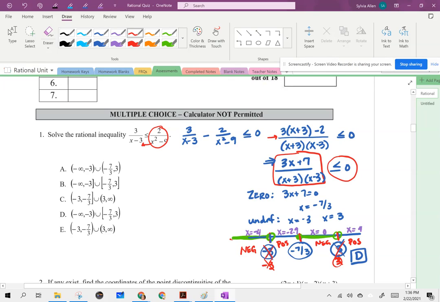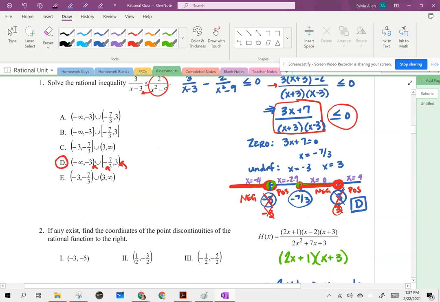So it looks like we are negative from -infinity all the way to -3 with an open circle because it can't equal that. It's allowed to equal -7/3 because that's the 0, and it's negative on this interval, and then it's an open circle here. All right, so the only one that matches that is going to be D. So -infinity to -3, not including that -3, picks back up, includes the -7/3, and ends at +3. So our correct answer is D.